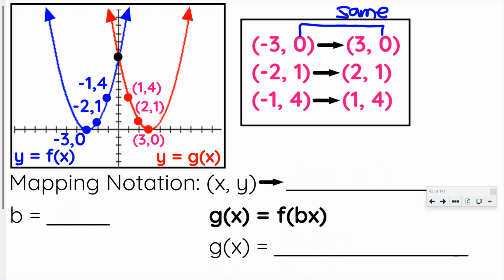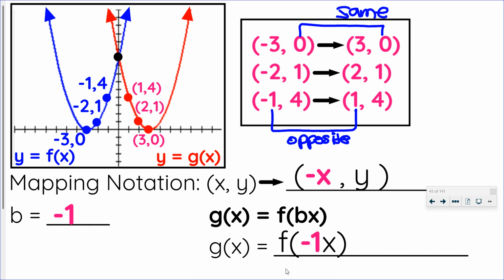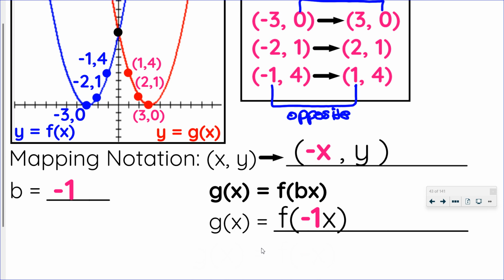So y values are staying the same. And if I look here, it's the x values that are opposite. So in terms of my mapping notation, I want to show that x is opposite, negative x, and y stays the same. Because this is a horizontal reflection, it is b that is less than 0. We'll call it negative 1. And in terms of my equation, I have f of negative 1 times x, which is simply g of x is f of negative x. So when the negative is on the inside, that is a horizontal reflection.